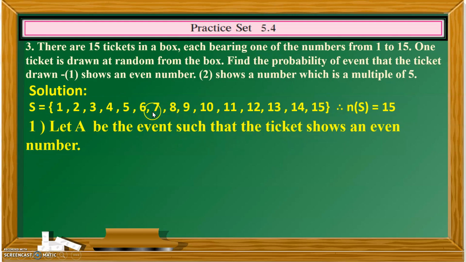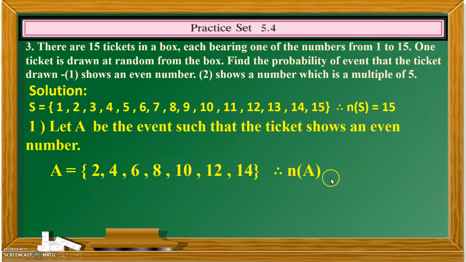Now from this, which are the even numbers? All of you know how to write even numbers. So A will be 2, 4, 6, 8, 10, 12, 14. When we count the number of sample points, we get 7. So what will be P of A? It will be n of A upon n of S, equal to 7 upon 15.